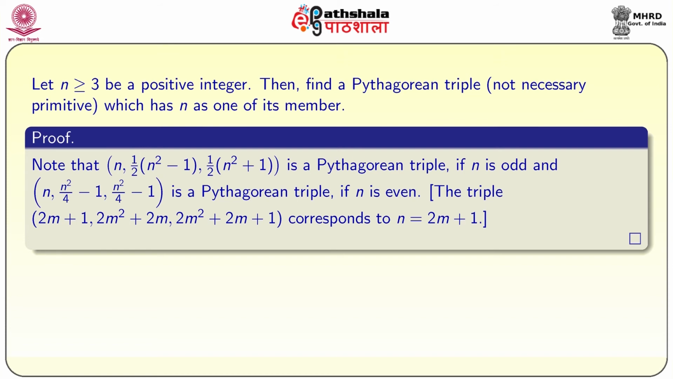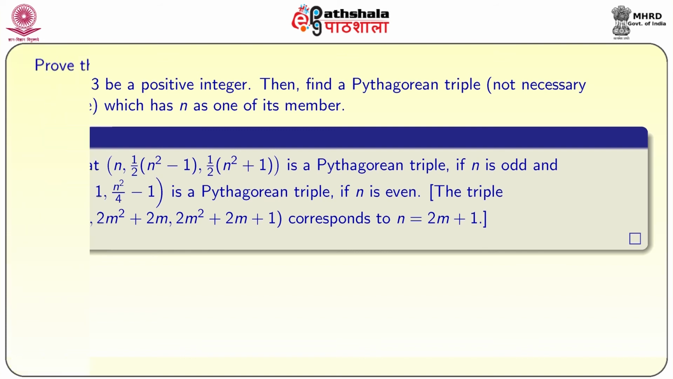The triple (2m+1, 2m²+2m, 2m²+2m+1) corresponds to n = 2m+1. So if n is odd, we proved that (n, ½(n²−1), ½(n²+1)) is a Pythagoras triple. If n is even, then n²/4 − 1 and n²/4 + 1 give the Pythagoras triples.